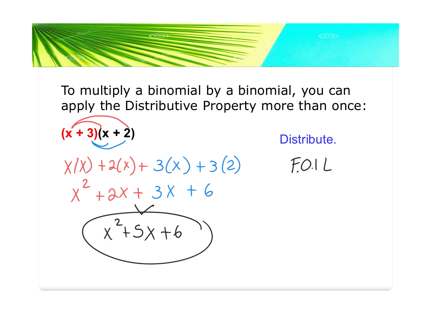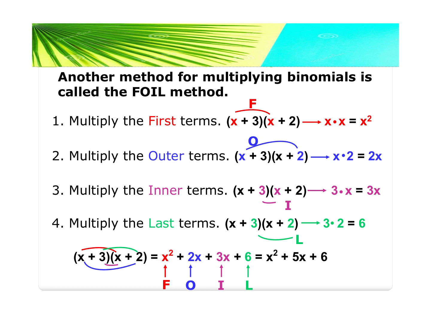FOIL is an acronym. We'll see it in the next slide. So the FOIL method, which is what I just showed you, is another method for multiplying binomials. And again, it's called FOIL. The F stands for first, the O stands for outer, the I stands for inner, and L stands for last.